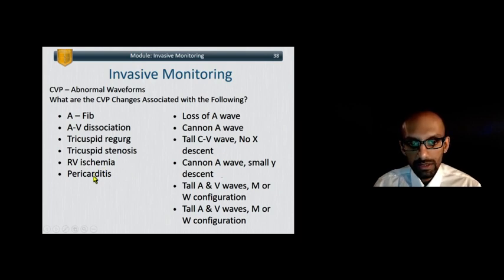With RV ischemia and pericarditis, you get similar things, tall amplitudes of the A and V waves, or what's called an M or W configuration. And that's simply the result of small changes in volume leading to large changes in pressure, because in both cases, RV ischemia and pericarditis, you have very, very low compliant ventricles.